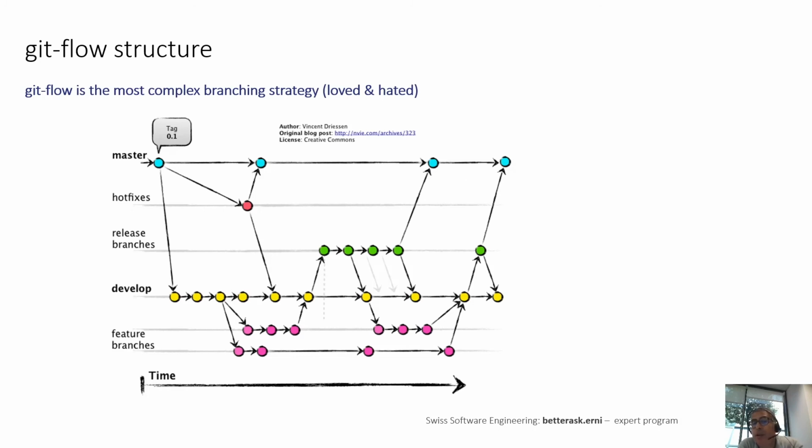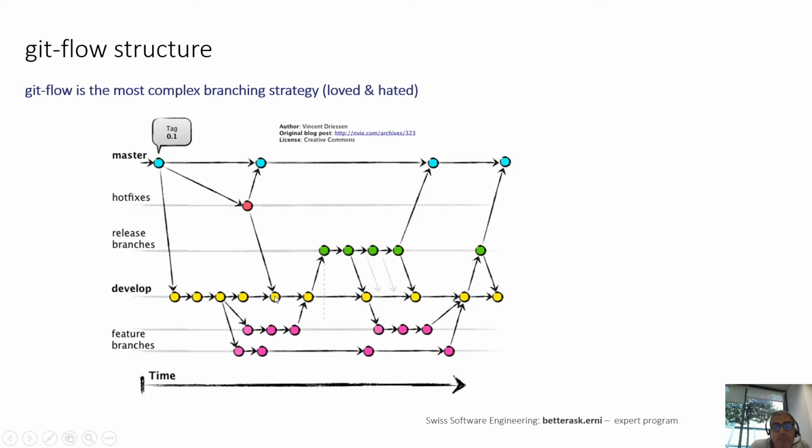This graphic is very old, and I didn't make it myself. It's from the author. You see the hotfixes. The hotfixes come from master, or what would actually be the production. Here you make a hotfix and then you get it back. But then this hotfix has to go into the develop branch, which is the integration area. So the hotfix goes into production, but it also goes into develop.